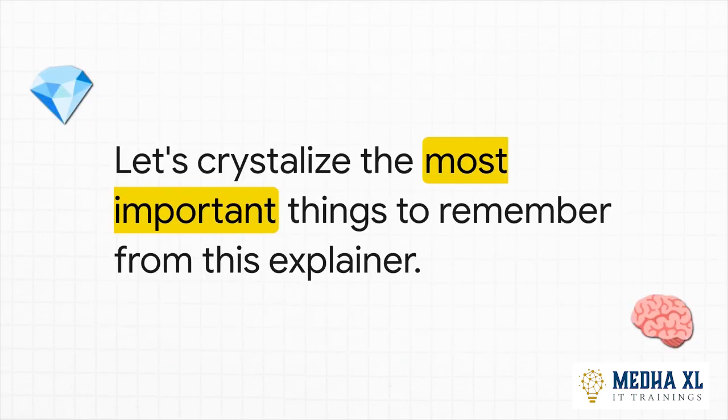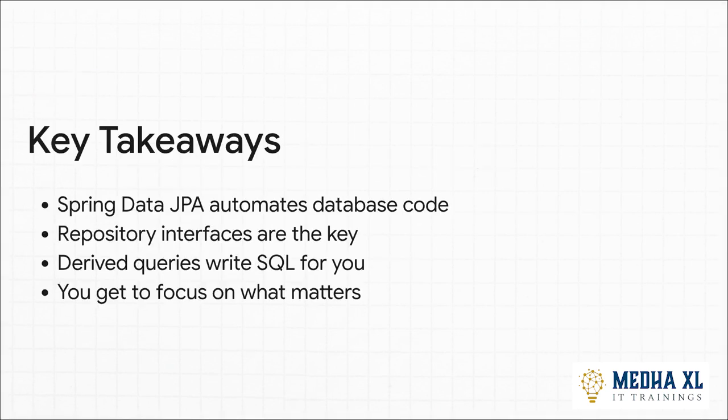All right, let's wrap this all up. If you're going to remember just a few things from this explainer, these are the ones. First, Spring Data JPA just gets rid of that boring boilerplate by generating the data access code for you. Second, the whole thing starts with that simple repository interface extending JpaRepository. Third, it can even write your custom queries for you just based on method names. And finally, the big one. This whole approach lets you focus on what actually matters, building cool stuff for your users.